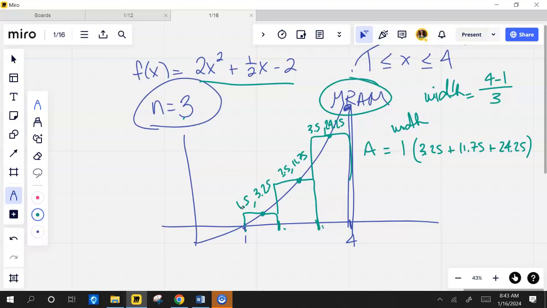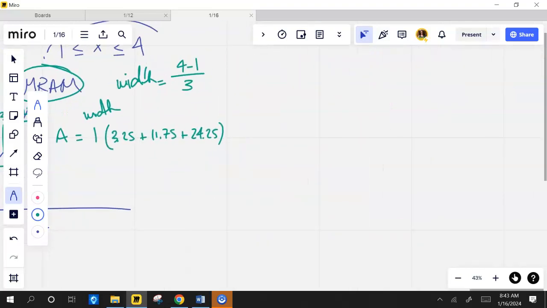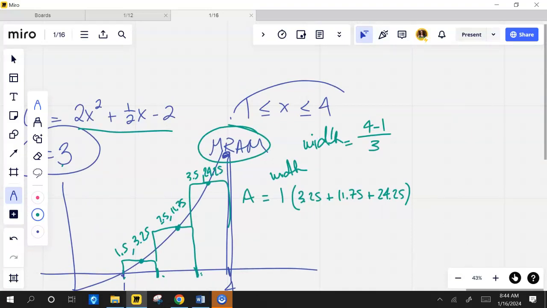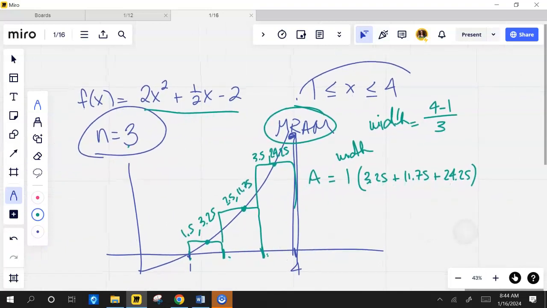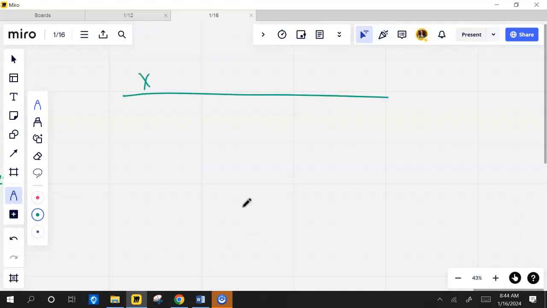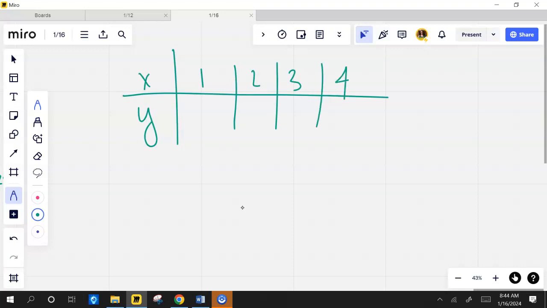All right, just quickly, and then I'm going to let you get started. We have literally done every problem on here with different numbers, except for one thing real quick. This is a very basic example for the sake of time. What if I asked you to find, let's see, 3 intervals left RAM from 1 to 4?